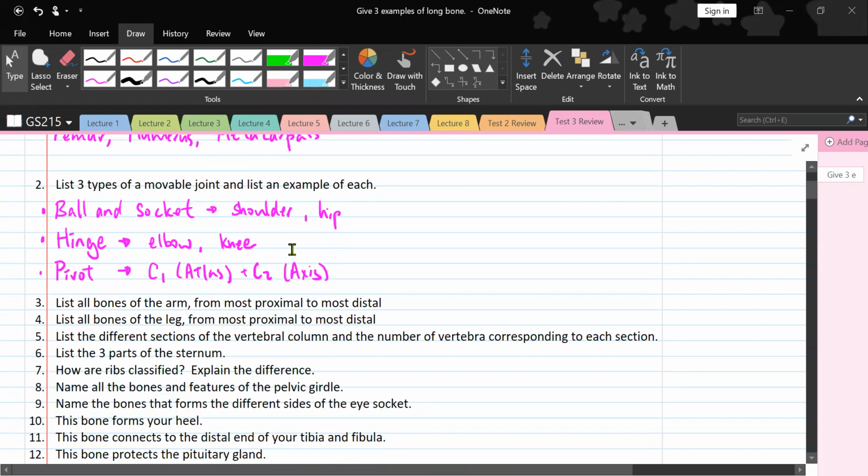the body. Just want to remind you, in addition to movable joints, there are things like partially movable joints. That would be things like your backbone. And then there are also immovable joints, which would be like fissures in your cranium.